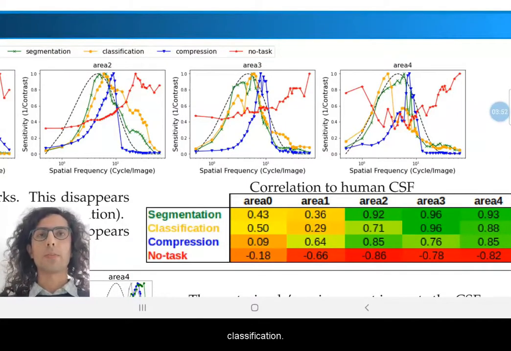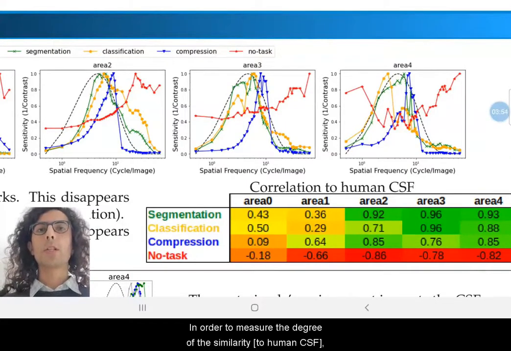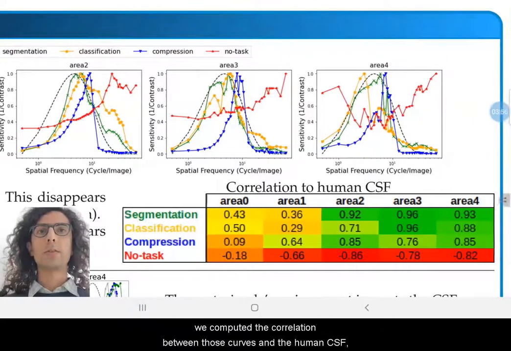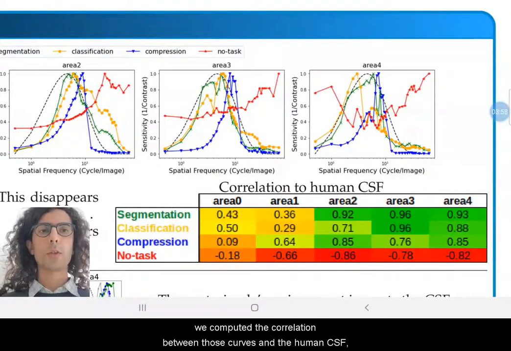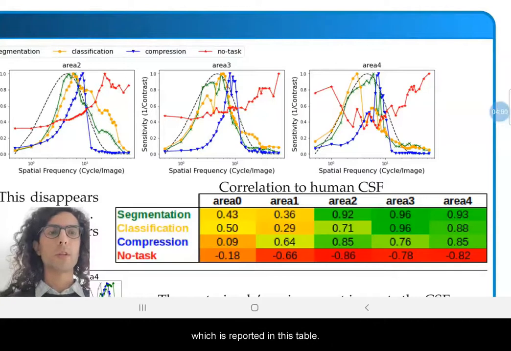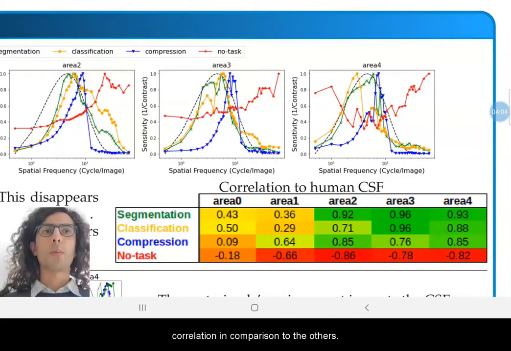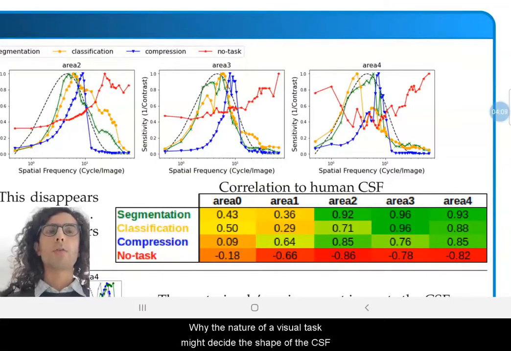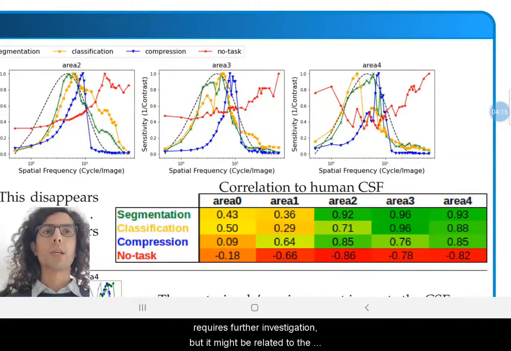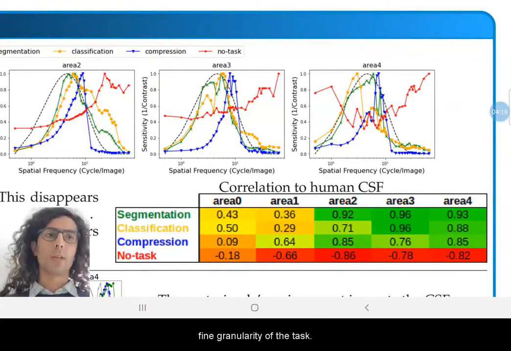In order to measure the degree of similarity, we computed the correlation between those curves and the human CSF, which is reported in this table. It seems the segmentation networks obtain higher correlation in comparison to the others. Why the nature of a visual task might decide the shape of the CSF requires further investigation, but it might be related to the fine granularity of the task.